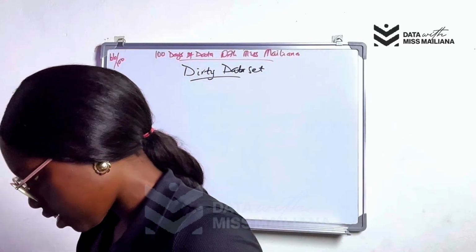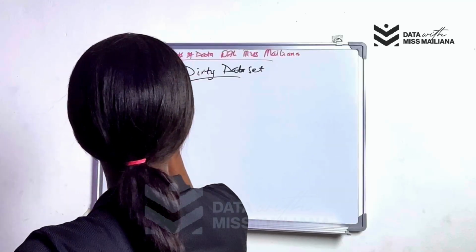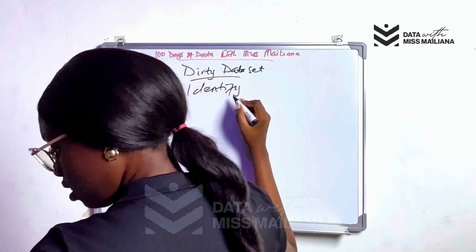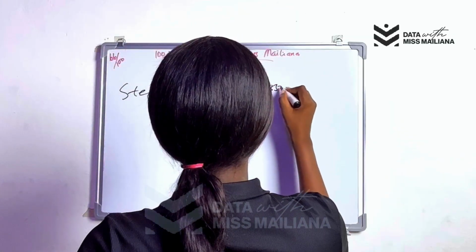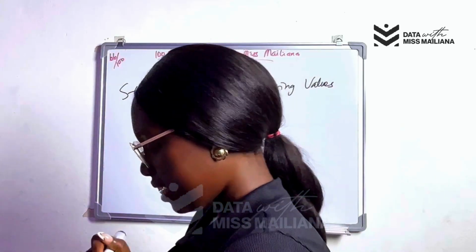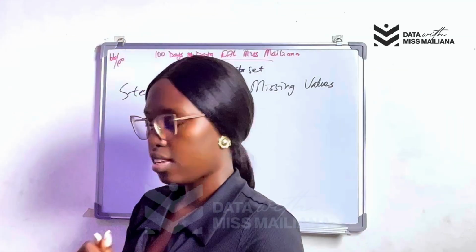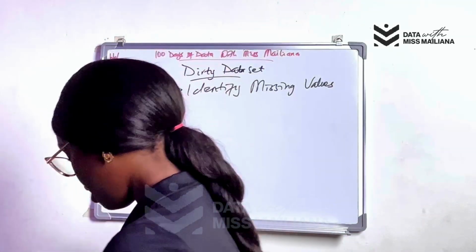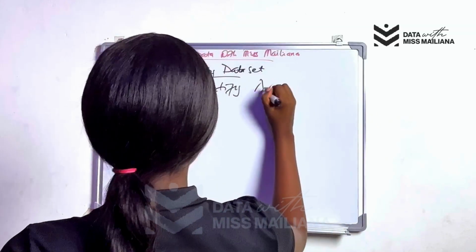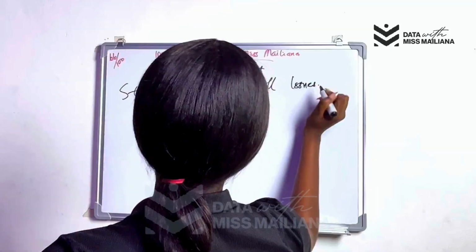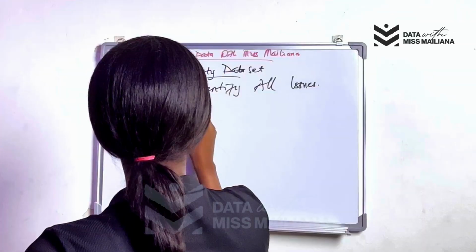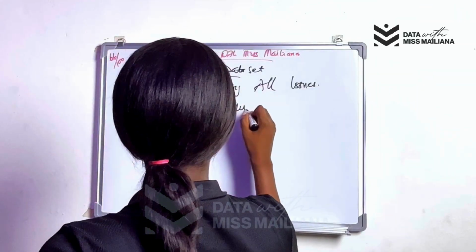So the next thing is step number 2: identify missing values. Identify missing values has a lot in there, right? So identify all issues. There are issues that you need to really look out for, and the very first one is missing values. We just spoke about blank spaces, so it's the same thing, missing values.